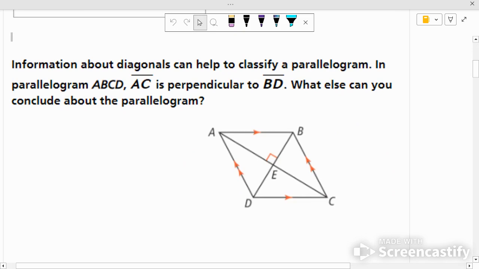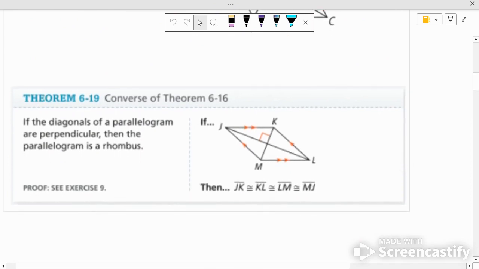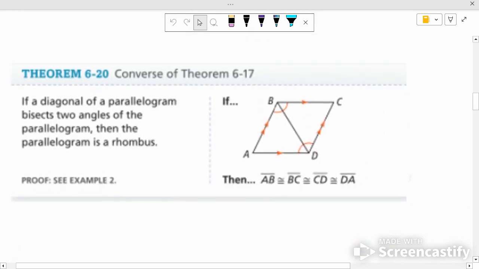First of all, if all the opposite sides are parallel, then it's got to be a parallelogram. If the diagonals are perpendicular, then it's got to be either a rhombus or a square. Okay? So we'll just go past that. So if the diagonals are perpendicular, you know it's a rhombus. If the diagonals bisect opposite angles, you know it's a rhombus.